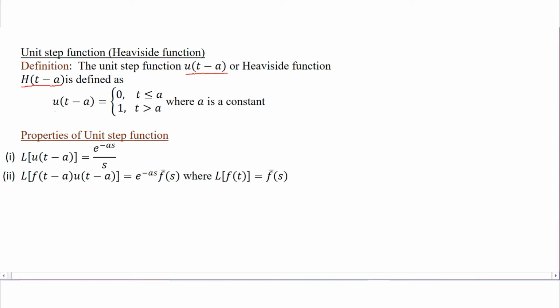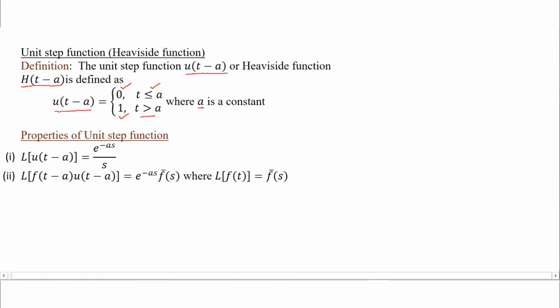It is defined as the unit step function u of t minus a. Its value will be equal to 0 when the value of t is less than or equal to a, and the value of u of t minus a will be equal to 1 when the value of t is greater than a, where a represents a constant. That's the basic definition of a unit step function.